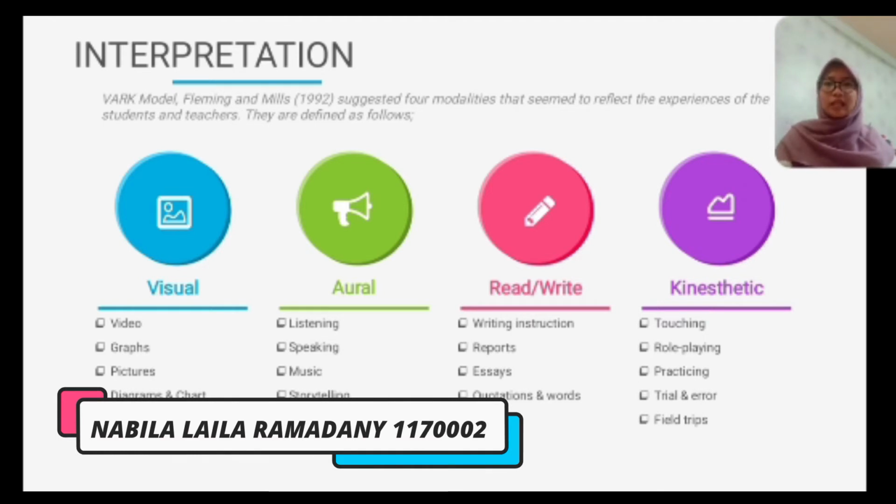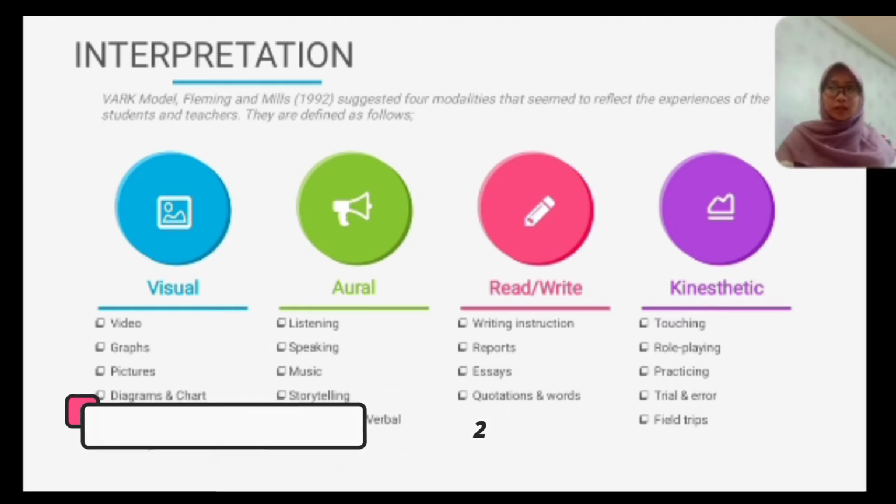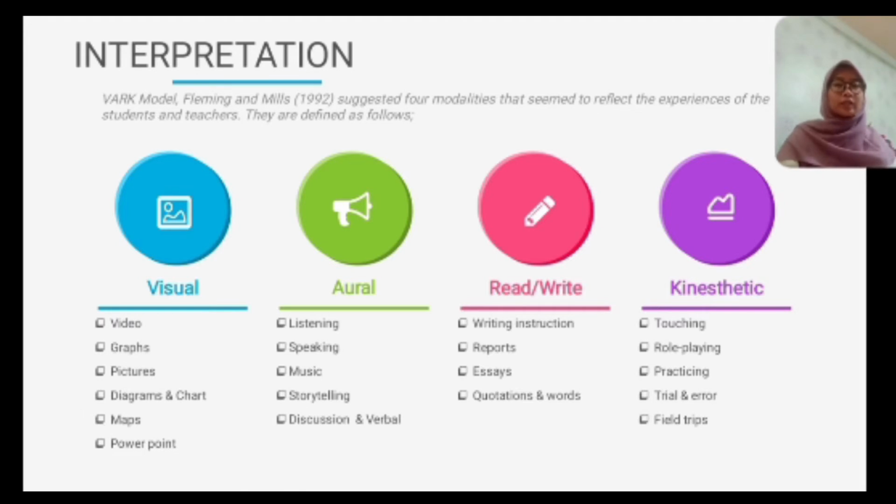117002. I'm the last presenter from this group. I would like to explain to you about the interpretation of the instrument. According to Fleming and Mills, there are 4 modalities of the V.A.R.K. There are visual, oral, read, and kinesthetic.